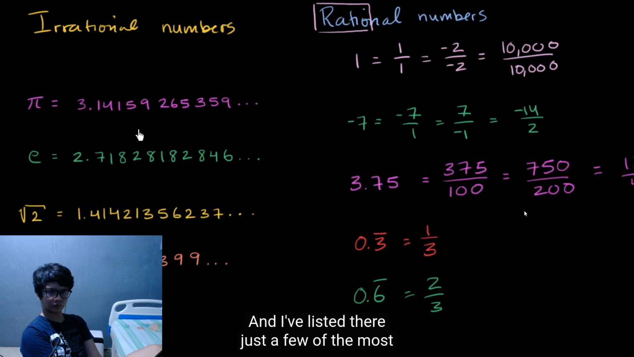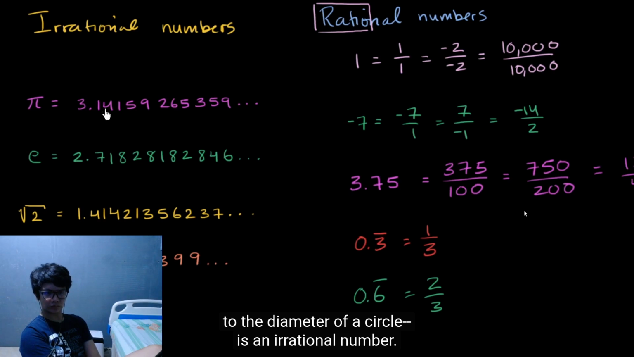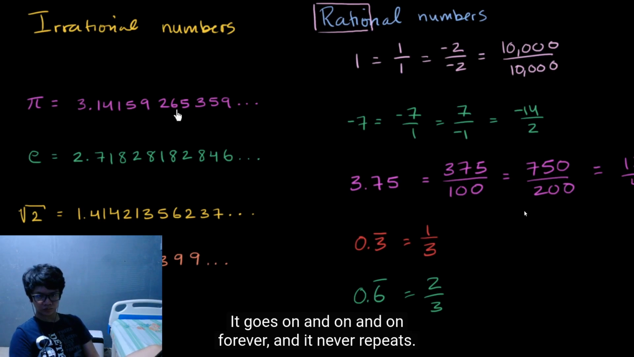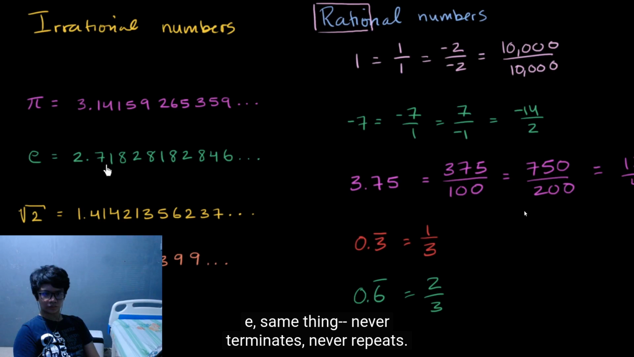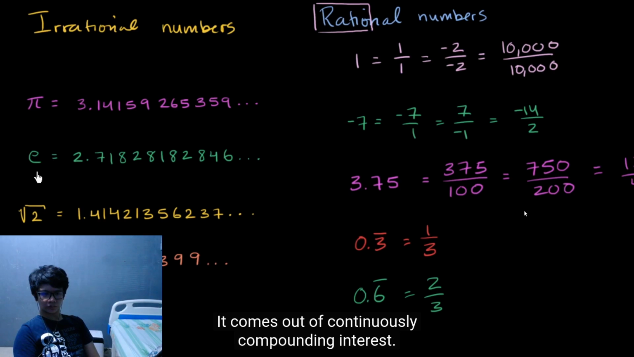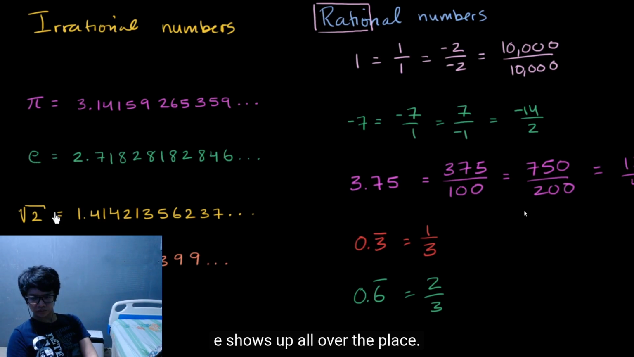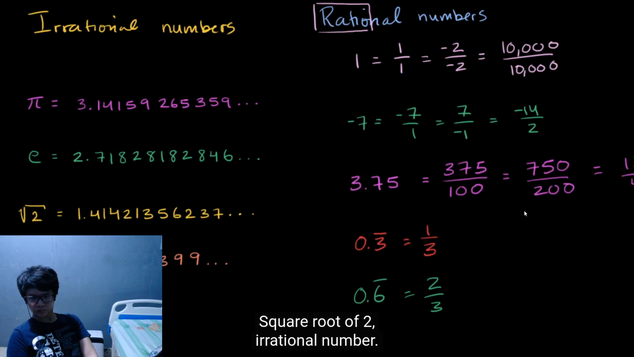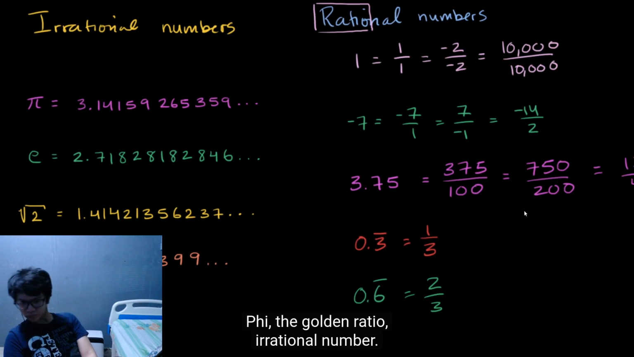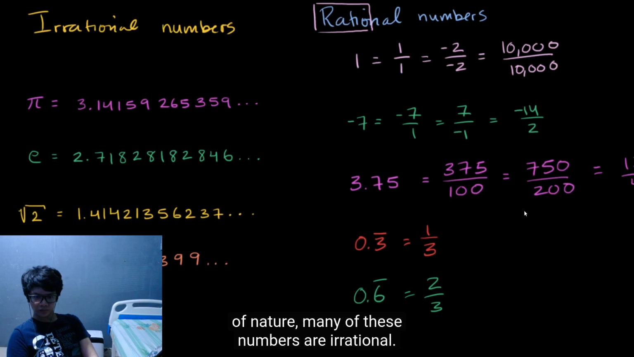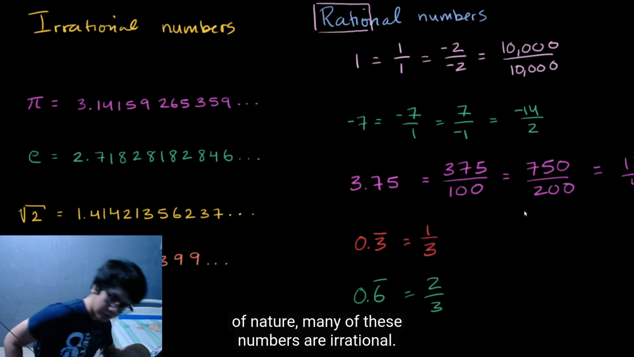And I've listed just a few of the most noteworthy examples. Pi, the ratio of the circumference to the diameter of a circle, is an irrational number. It never terminates. It goes on forever, and it never repeats. E, same thing, never terminates, never repeats. It comes out of continuously compounding interest. It comes out of complex analysis. E shows up all over the place. Square root of 2, irrational number. Phi, the golden ratio, irrational number. So these things that really just pop out of nature, many of these numbers are irrational.